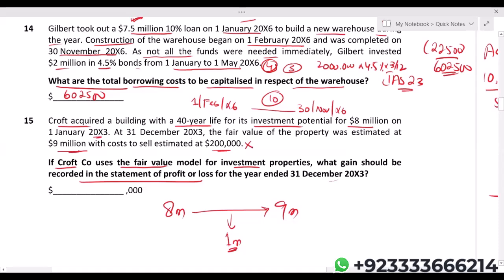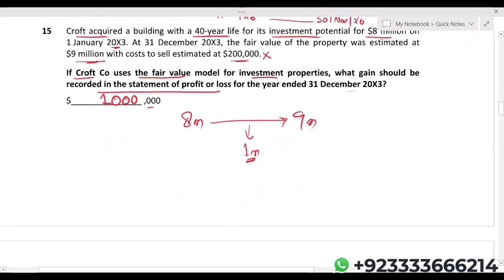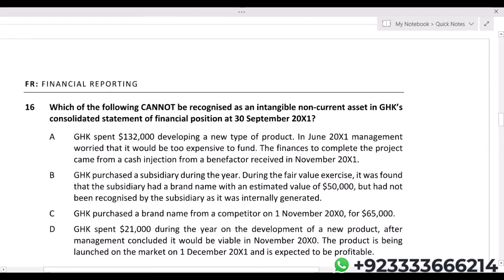This 200,000 cost to sell is irrelevant. So 8 million will only be compared with the fair value, and the fair value is 9 million. The main concept is that under IAS 40, the cost to sell is irrelevant. So basically, 3 zeros are already there, so 1 million I'm just writing as 1,000. So a 1 million gain will be recognized in P&L. Now come here.